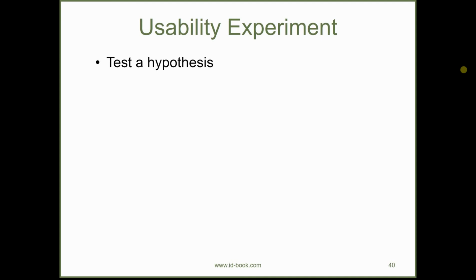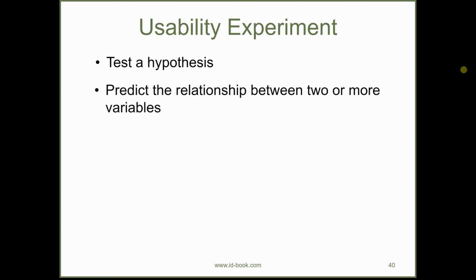Now you know how to do a usability evaluation study. You can also do usability experiments. While the purpose of the usability evaluation was to find out whether there are any usability problems in the system that you have developed, and to figure out whether your prototype has met user experience goals, a usability experiment, on the other hand, has a different goal. Its goal is to test a hypothesis and to figure out whether a relationship exists between two or more variables.